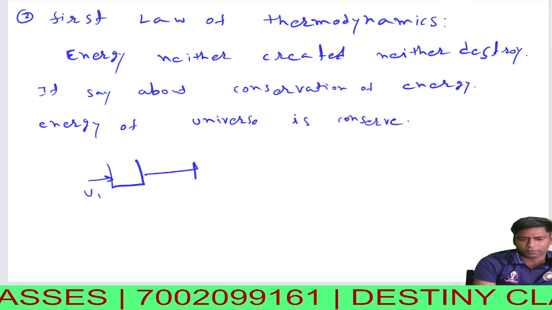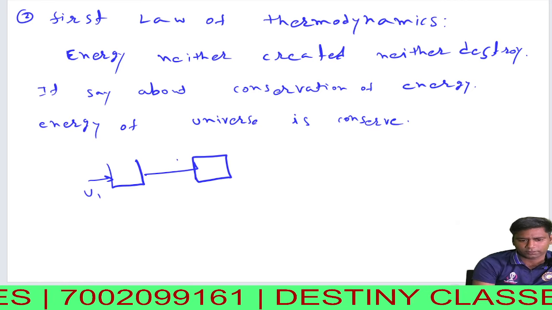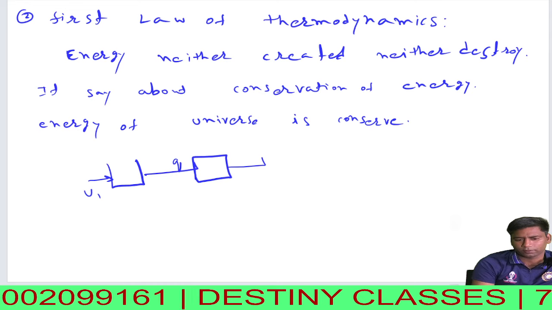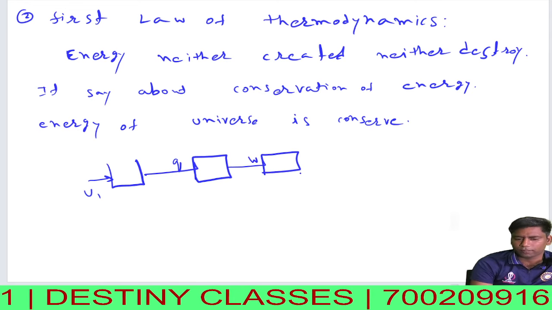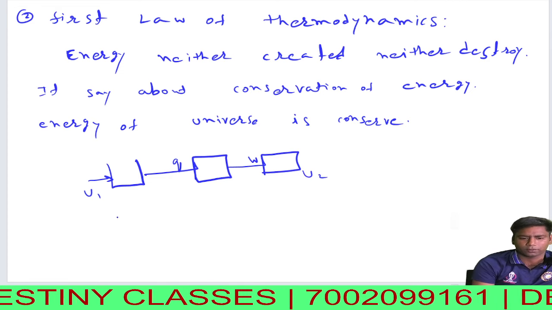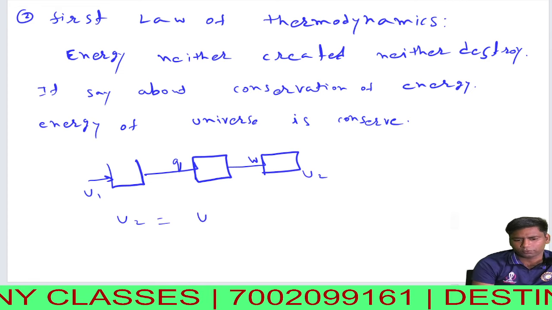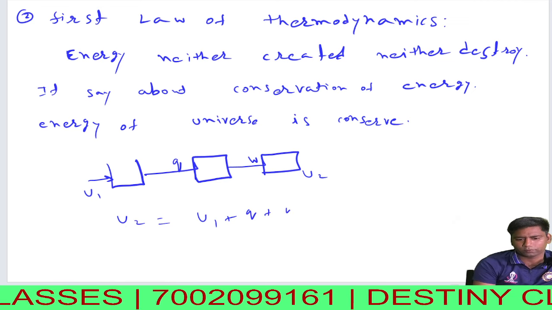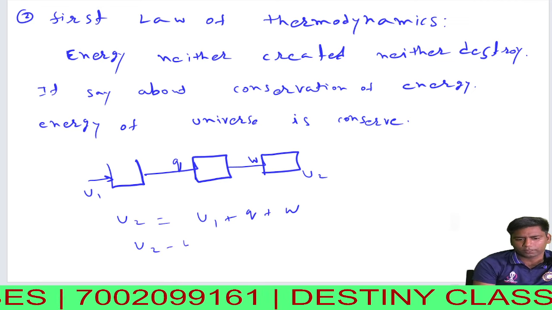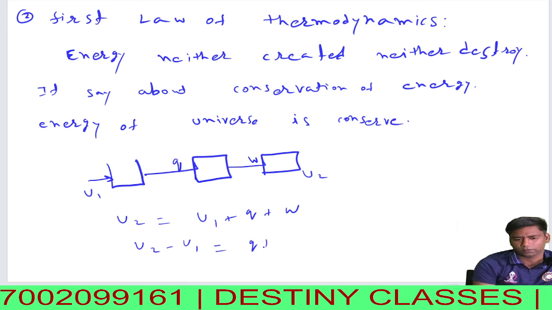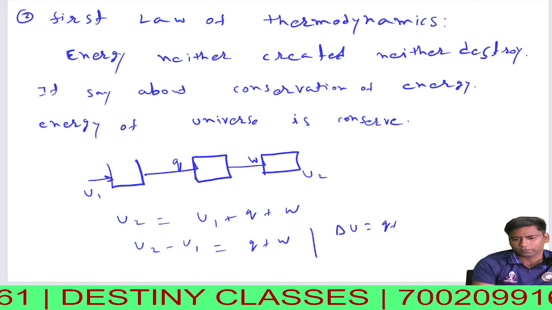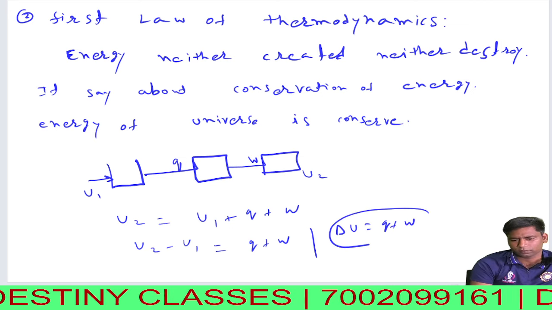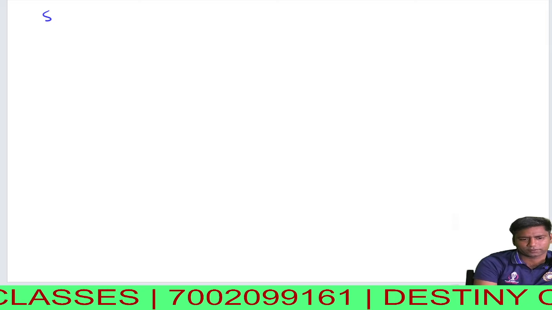We apply heat Q. We apply some work W. So now the final state is internal energy U2. So U2 is equal to U1 plus Q plus W. So U2 minus U1 is equal to Q plus W. So the change in internal energy, delta U, is equal to Q plus W for the object. Now we have to know about the sign convention.